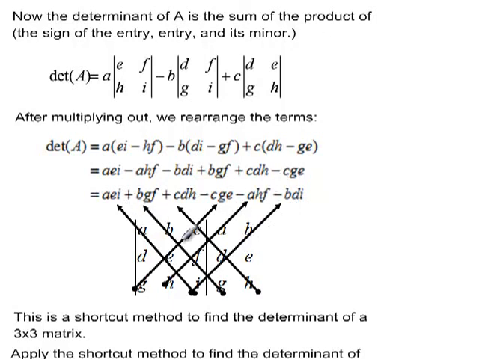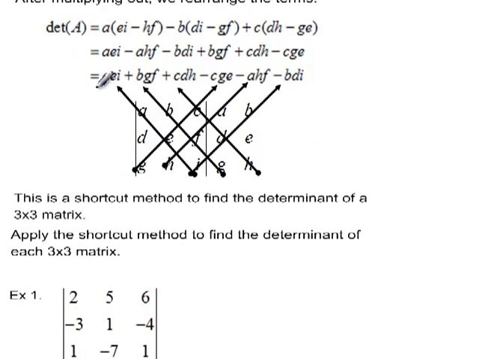And if you look at the original determinant again and copy the first 2 columns, put them on the side, hey, there is a pattern. Turns out AEI is like the product of the entries along the first diagonal. BGF will be the entries along the second diagonal. CDH, the third diagonal, and they are all positive.